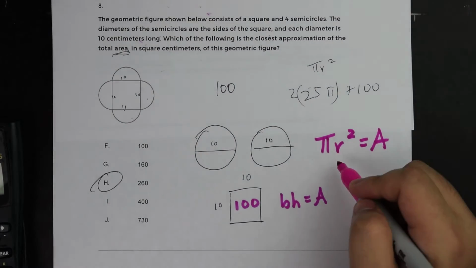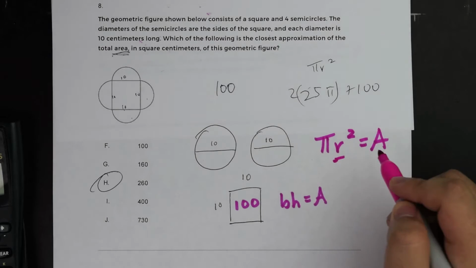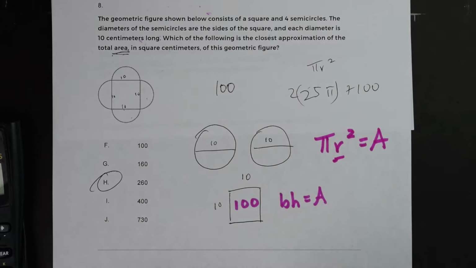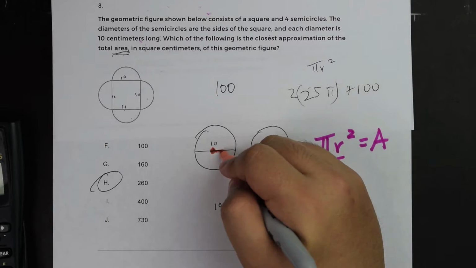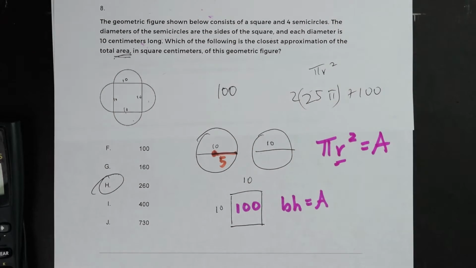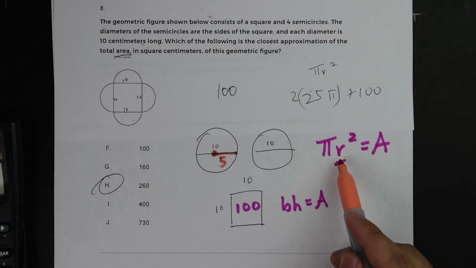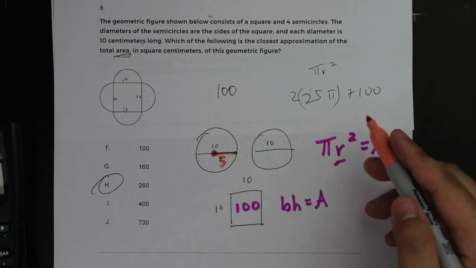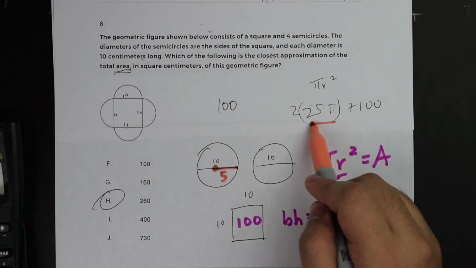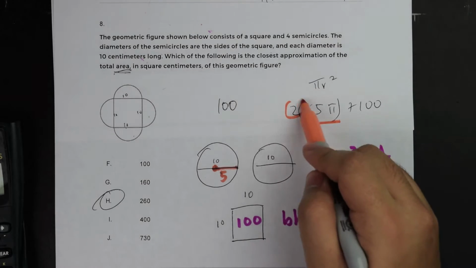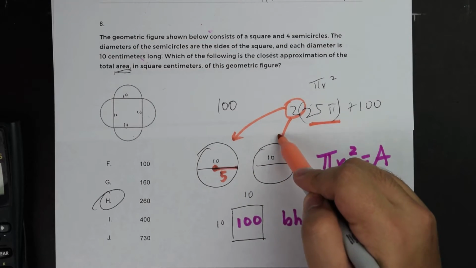And so since the equation requires you to get the radius, these are currently diameters. In order to find the radius, it's always going to be half of a diameter, which is going to be 5. And thus I could plug 5 into here. So 5 squared is 25. So 25 pi, as I found it, times 2 because of these 2 circles that are right here.